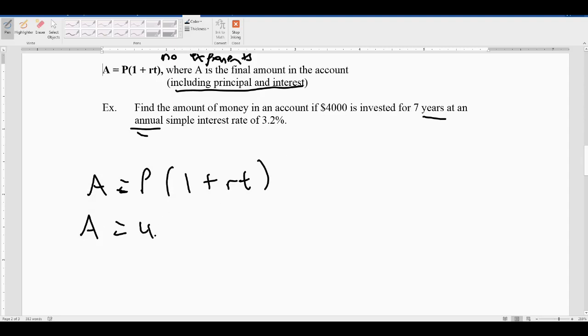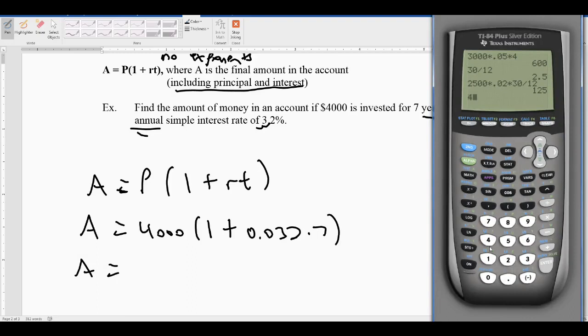P is 4,000. That's what you're investing. 1 stays 1. R is 0.032, or 3.2%, so move it 2 places to the left. Times T, which is 7. Now, if I'm using a scientific or a graphing calculator, this is actually really easy. So you just take the 4,000, parentheses, 1 plus 0.032 times 7. Close it.